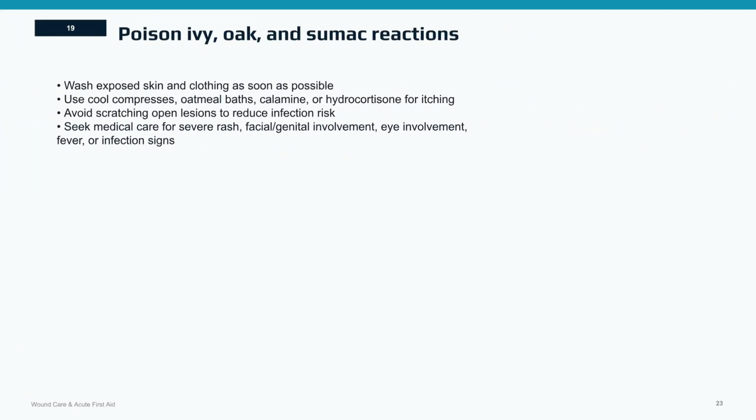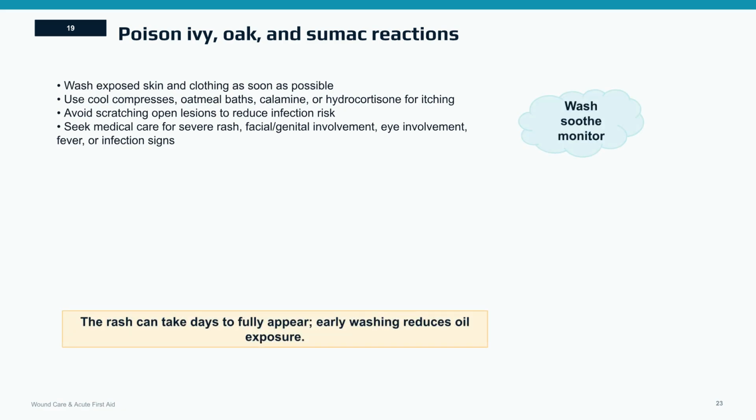For poison ivy, oak, or sumac exposure, wash exposed skin and clothing immediately to remove the plant oil. Use cool compresses or anti-itch lotions for relief. Seek medical care for severe rashes, especially if involving the face, eyes, or genitals, or if signs of infection appear.